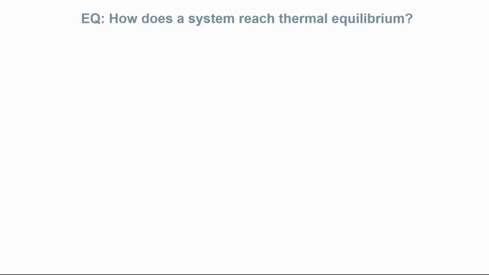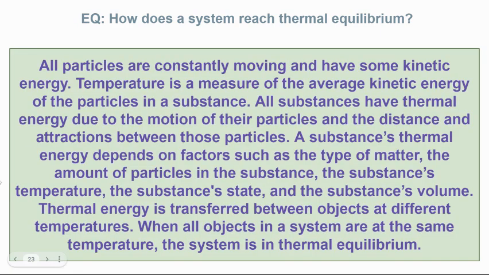How does a system reach thermal equilibrium? All particles are constantly moving and have some kinetic energy. Temperature is a measure of the average kinetic energy of the particles in a substance. All substances have thermal energy due to the motion of their particles and the distance and the attraction between those particles. A substance's thermal energy depends on factors such as the type of matter, the amount of particles, the substance's temperature, the substance's state, and the substance's volume.